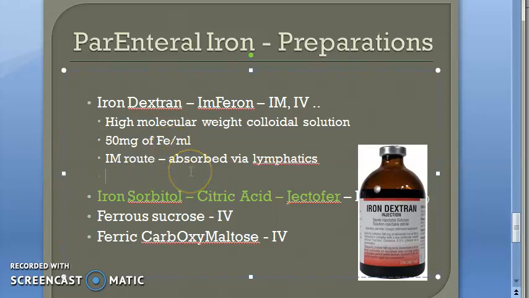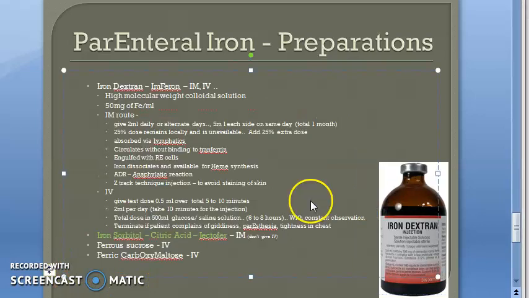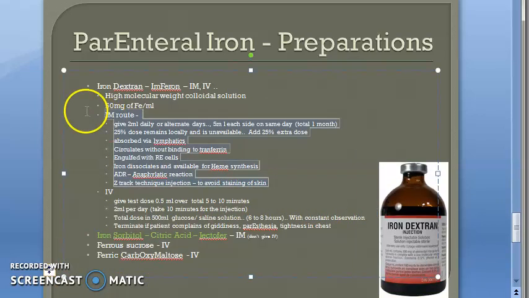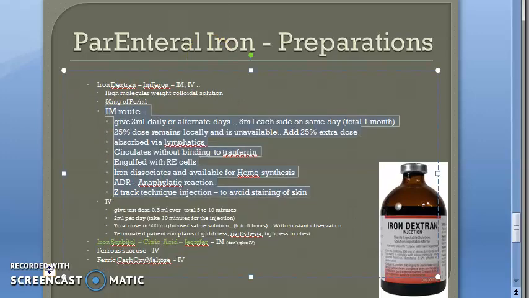Can you say it is engulfed by reticuloendothelial cells? Okay, let's just write this much. So look at this IM. We're looking at the IM details, guys.